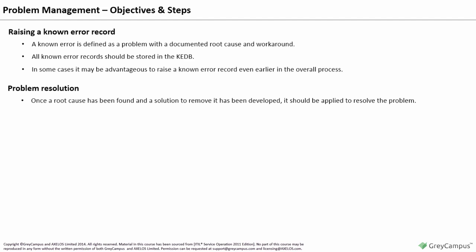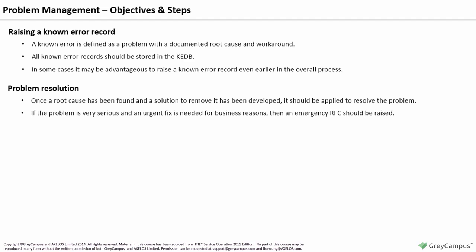Problem resolution. Once a root cause has been found and a solution to remove it has been developed, it should be applied to resolve the problem. In reality, safeguards may be needed to ensure that the resolution does not cause further difficulties. If any change in functionality is required, an RFC should be raised and authorised before the resolution can be applied.